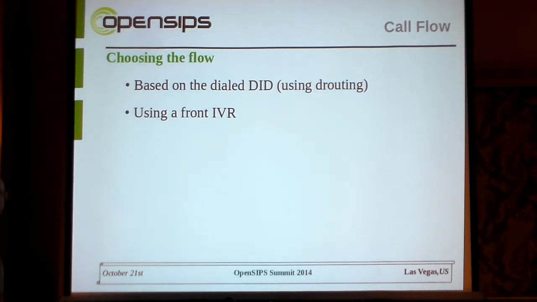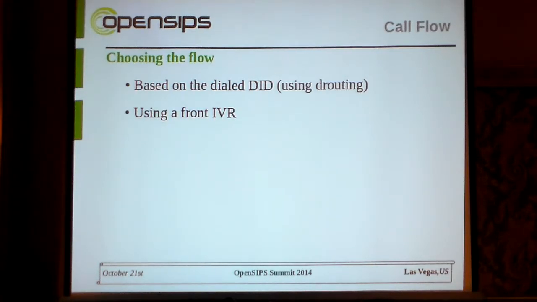Now, if we look at the call flow to the call center, we said that you can choose the flow via the DID, and here you can quite easily use the dynamic routing module to match the DID and push a specific name for the queue, for the flow. Or, as we were talking before, simply use a front IVR to decide which flow you want to use. Once you have the flow, you invoke the function in the script. That's more or less the only parameter you have to pass. Push the call into this flow, and that's it.